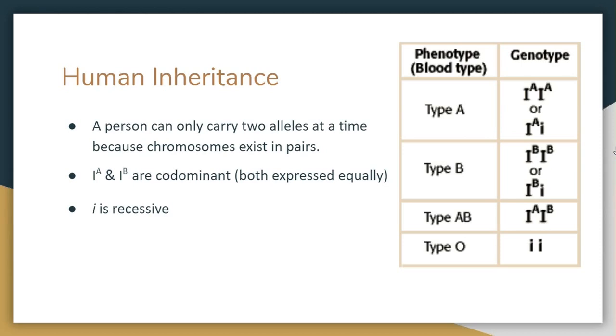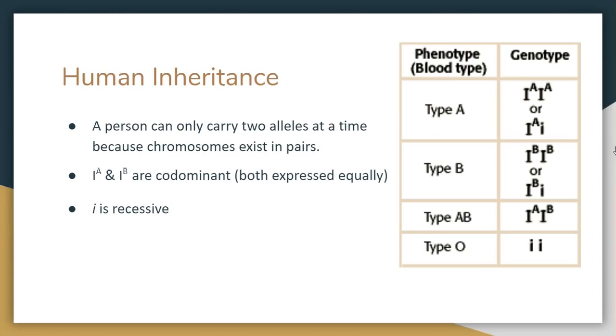And they use the capital letter I, maybe because of inheritance, I don't know. But they don't just use A and B for the genotypes. We use that for what the type is actually going to be called. But the genotype for type A is capital I with an exponent looking A, and then another capital I, A, because those are the alleles for type A. You could also be type A masking the recessive i.